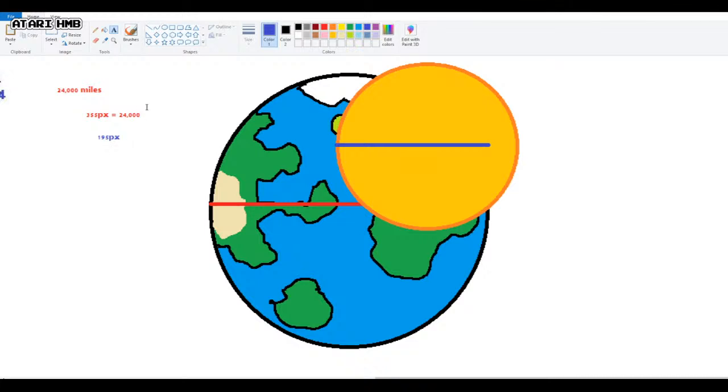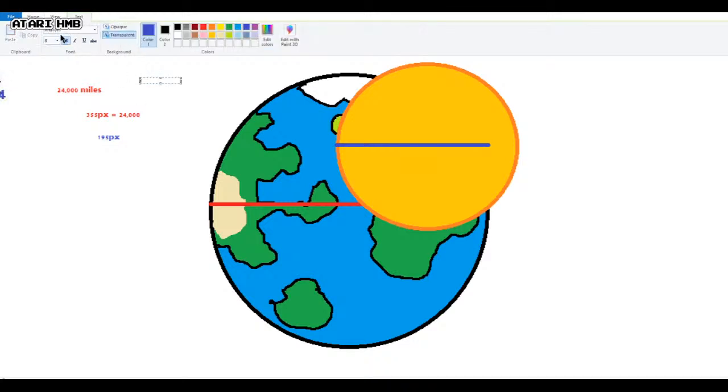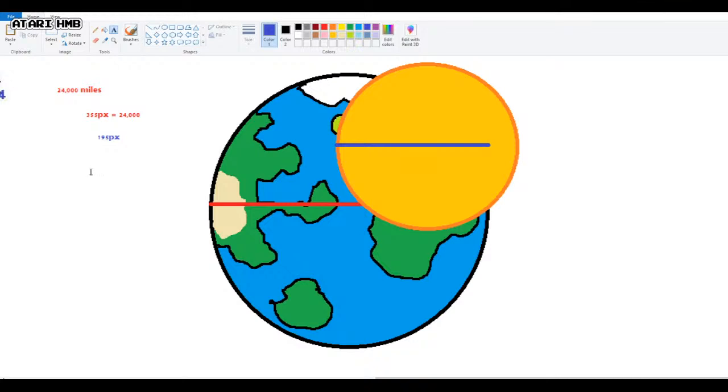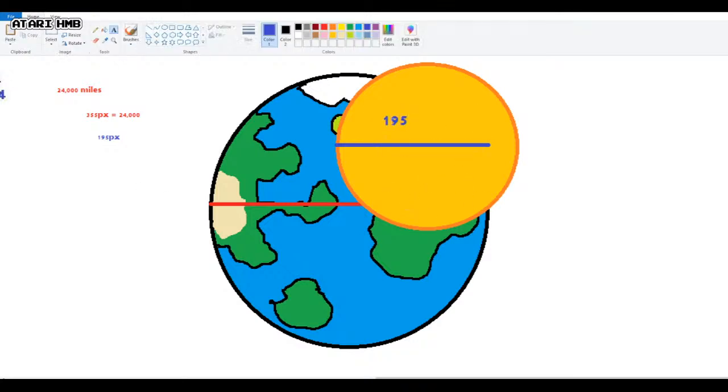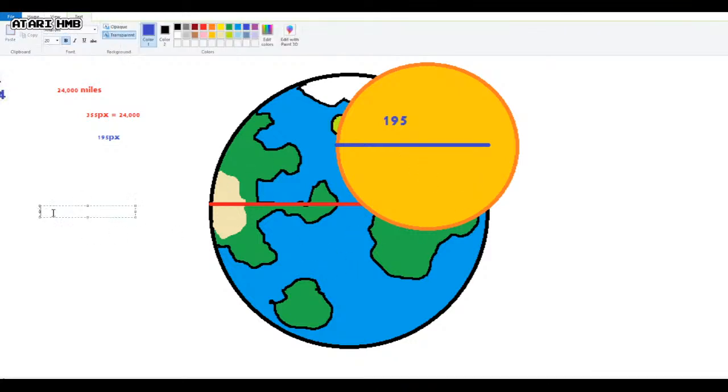Now, this is basic math. This isn't a math class, guys, but I'm just trying to show you the basics of how to do proper pixel scaling. So we know it's 195, right? We know that's how many pixels this is. And we know that the Earth is 24,000 miles. So in order to get a simplistic understanding of how we do power scaling through pixel scaling, we just need to understand and convert it.